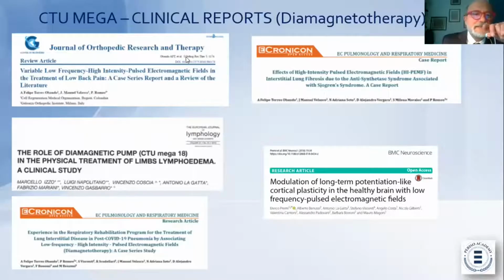And this is a presentation of some papers that we published about the possibility to employ these machines not only in musculoskeletal disorders, but also in idiopathic fibrosis, rare disease, post-COVID, and the stimulation of the brain in humans. So, thank you for your attention.